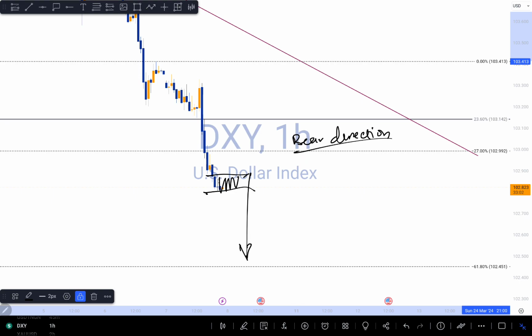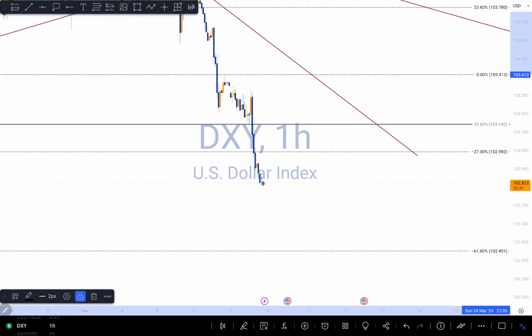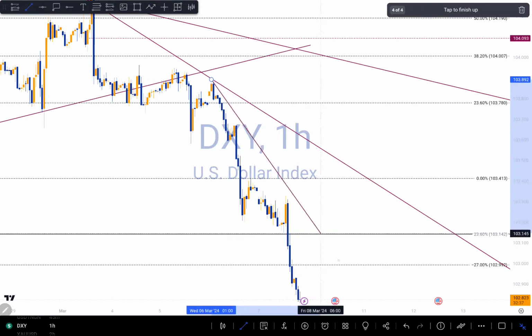So continuation direction can be here, something like this, giving us this kind of rectangular pattern, right? Or sometimes it can go like this, give us this kind of ascending or rising wedge before pushing to the downside. So it's either or, it doesn't have to actually push up, right? You can just consolidate a little bit and just continue to tank to the downside. So let's see this from here to here.